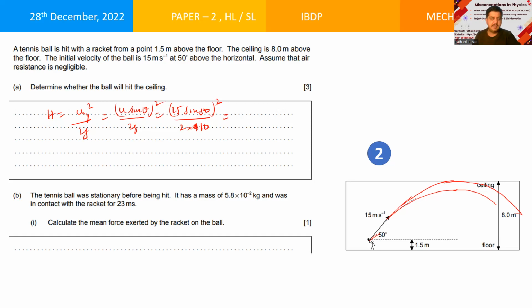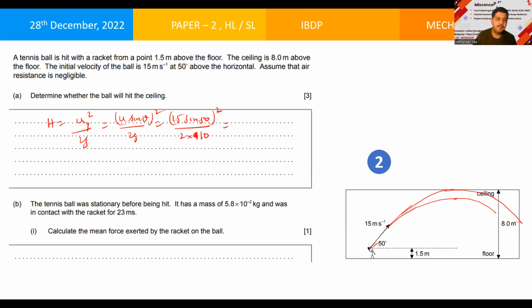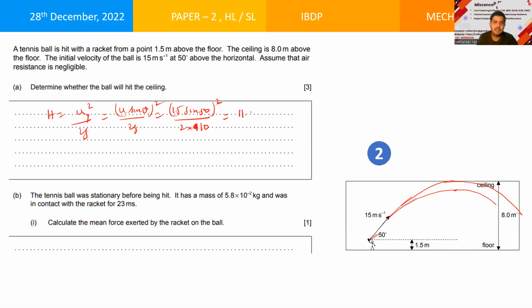And let us find what is the value here. What is the sine 50 value? Let us do that. Go to trigonometry. Sine 50 is 0.766 multiplied by 15 is equal to 11.49. Let me write it down. 15 sine 50 is 11.49. 11.49 the whole squared divided by 2 into 10, which is 20.